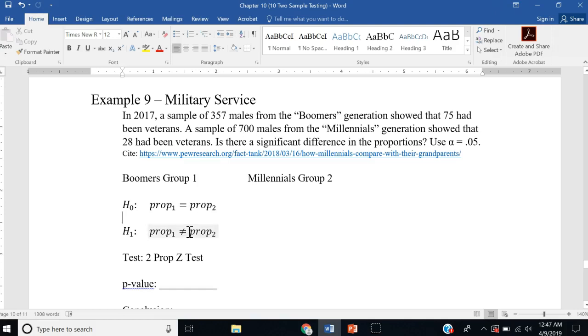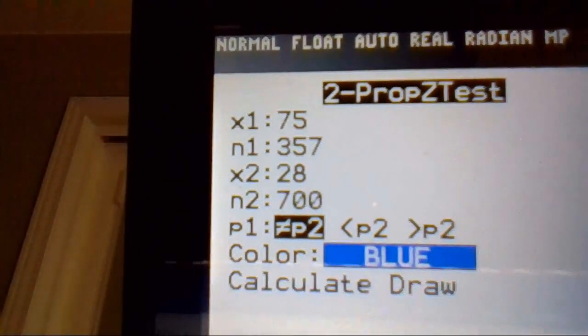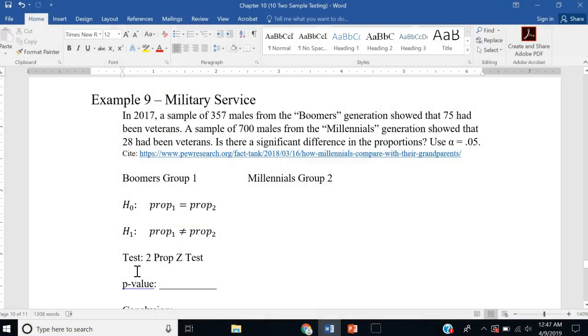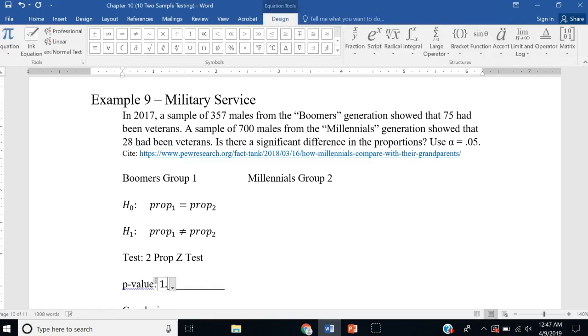We're going to click on the not equal to and then go ahead and calculate. Now I'm just going to show you my display on my calculator real quick before I move on. There we go. That's the display you want. And then we calculate. And I got a very small p-value. My p-value is 1.18 times 10 to the negative 18.